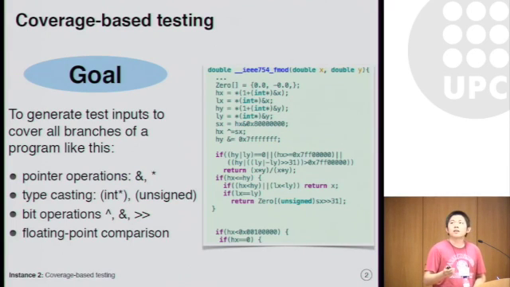The goal of coverage-based testing is to generate test input data to cover all branches of a program. The program can be complicated, as we see in this example. This is a numerical program. It involves floating point operations, pointer operations, type casting and some bit operations, which makes the program a bit complicated. We want to cover all the branches in this program.